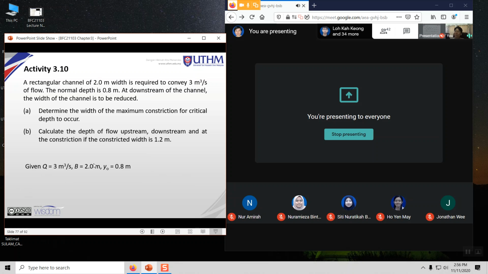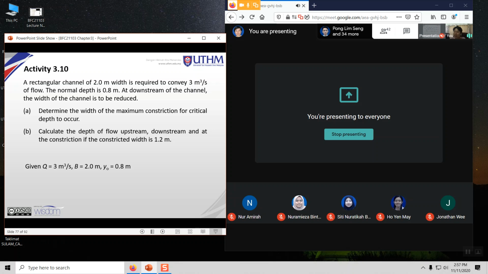Now for activity 3.10, I'm going to spend another few minutes. At the end of the slide, there's one exercise that you can do. And I believe I already posted assignment 3. You can solve it, and I think the submission is due 25th November, if I'm not mistaken, but I'm going to check again, which is a week after your test. Your test only covers chapter 1 and 2.